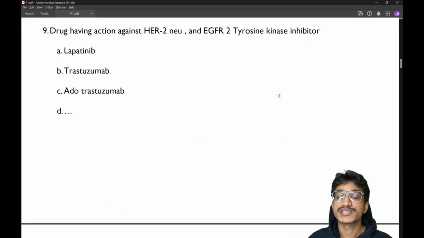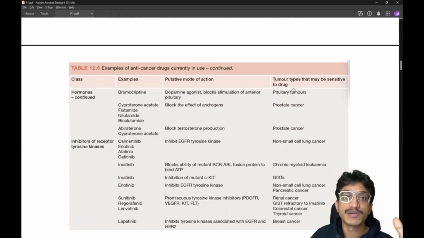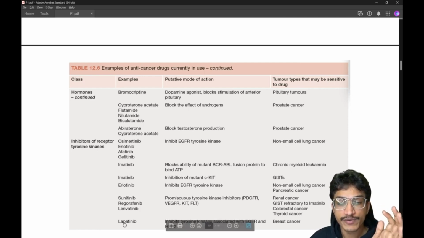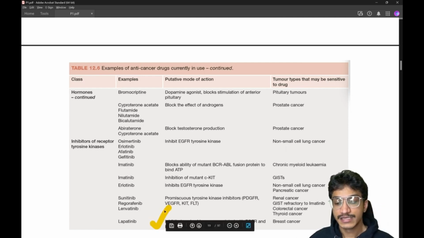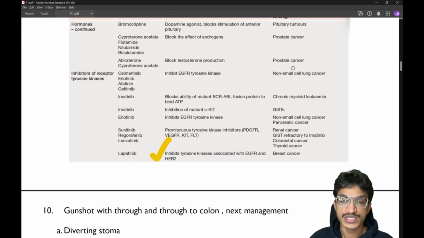Now this is also a question which has been taken from this table of anti-cancer drugs, from which also we have asked multiple questions in our mock exams. If you have solved them and if you have gone through this table, this question would not have been difficult for you. So very straightforward, lapatinib has inhibition of tyrosine kinase, which is associated with EGFR and HER2/neu receptors.